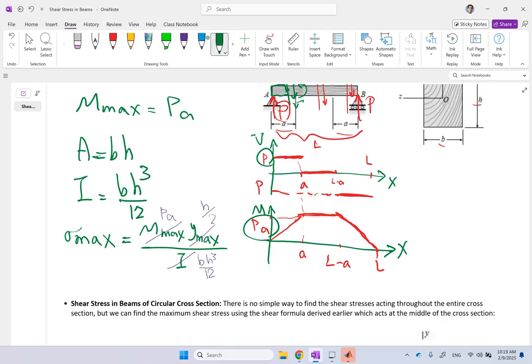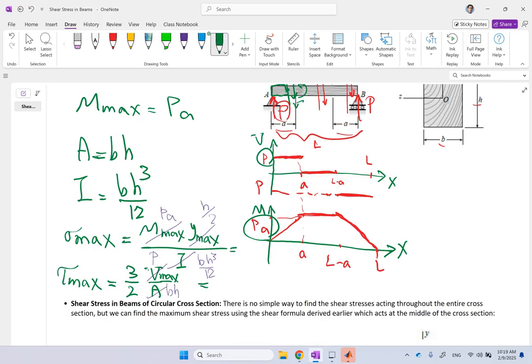On the other hand, tau max, if you remember, it was 3 over 2 V over A. Now, if this is max, V has to be max, where V max is P and A is B times H. So again, you see that is going to be a function of P, right?